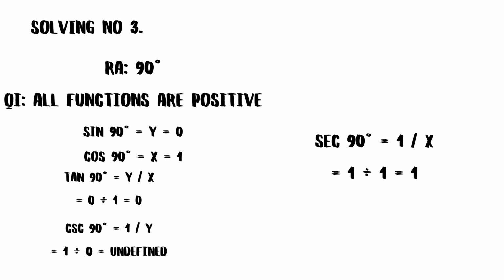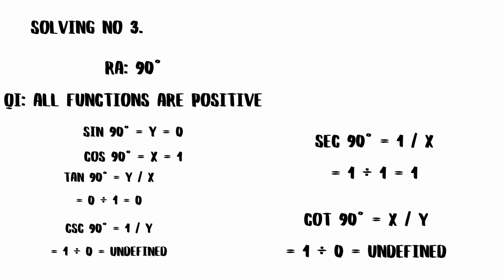Secant 90 degrees is 1 over x. Now the x is 0, so 1 divided by 0 is undefined. And for cotangent 90 degrees, the formula is x over y. The x is 0 and the y is 1, so 0 divided by 1 is 0.